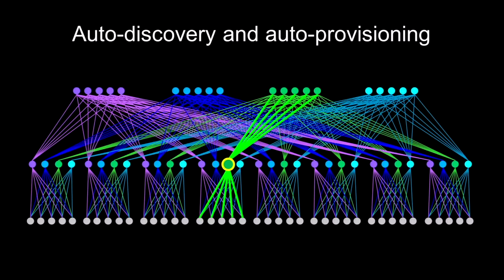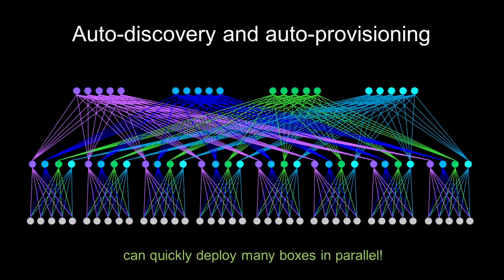So the only thing left for the operator to do is to approve putting this box under traffic. And all the audits, all the health checks are already done, the box is warmed up and ready to go. This allows us to deploy many boxes in parallel at a very fast speed.